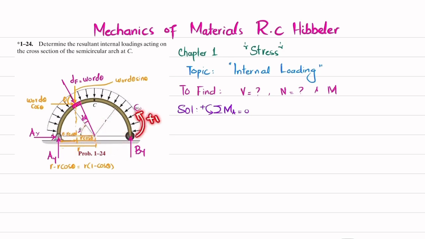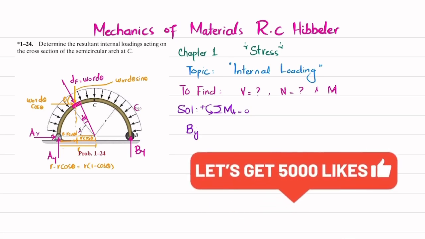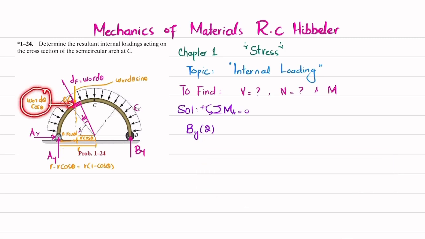And this is producing counterclockwise moment, so it will be positive. So I will write By into 2. So y should be on the lower right side, By into 2. Now the second moment will be produced due to this horizontal component, and the perpendicular distance is this one.